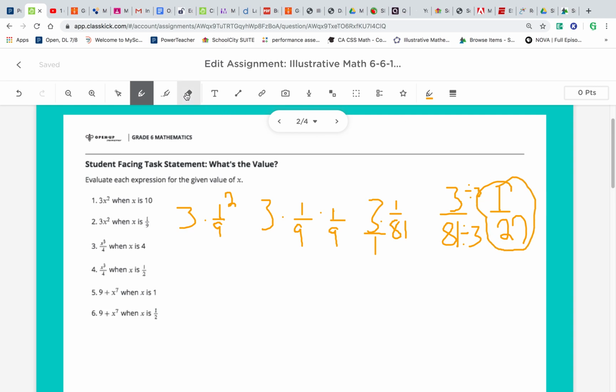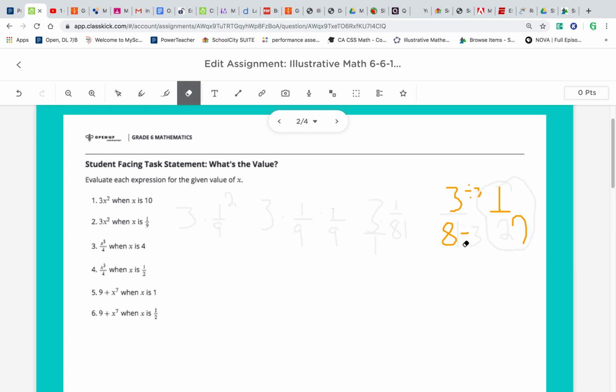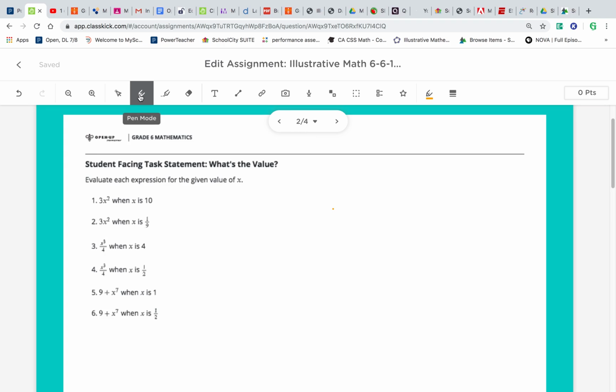All right, let's look at number 3. Number 3 says x to the third power over 4 when x is 4. So we need to go ahead and write that out. What we're doing, in case you haven't caught on, is we are just copying the expression they gave us, except we are switching out the x for whatever they tell us the next is. So if we have x to the third power, but x is 4, this is really going to be 4 to the third power over 4.